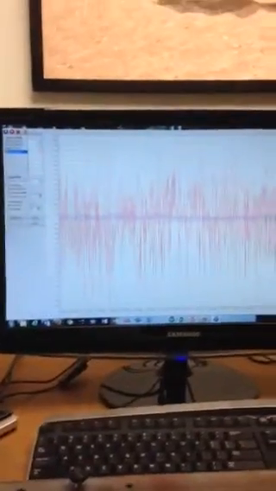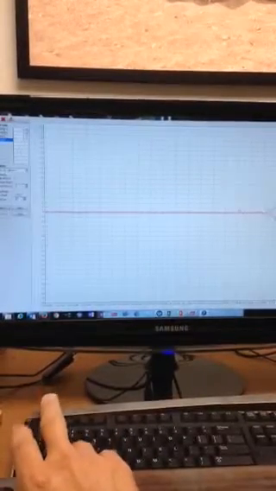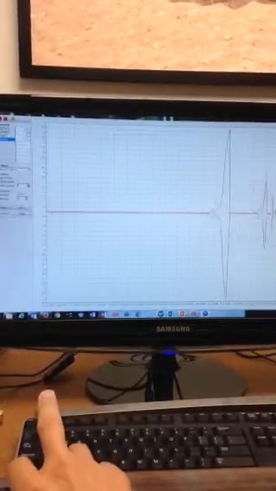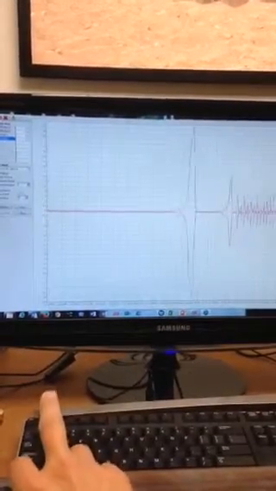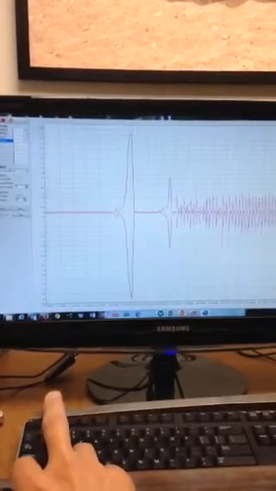Alright, so we've reset the calibration, and now I'm going to just demonstrate the behavior of the system by manipulating the end of the beam. So just a light touch on the beam, and you can see the oscillation in strain from that tapping.